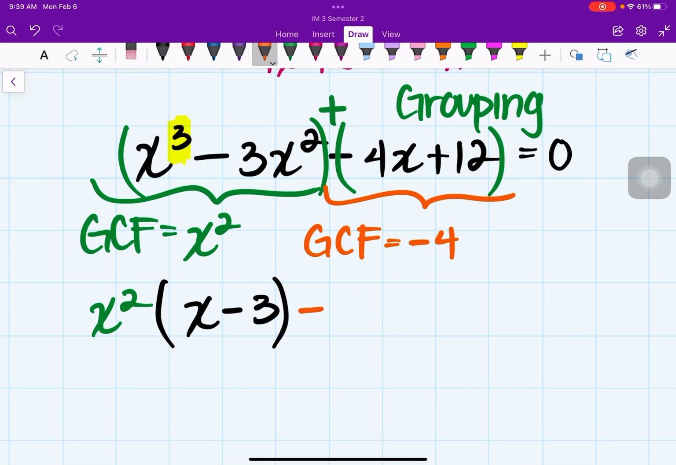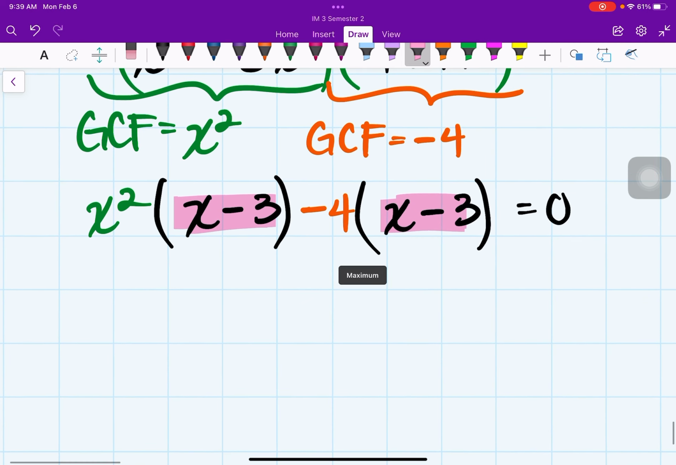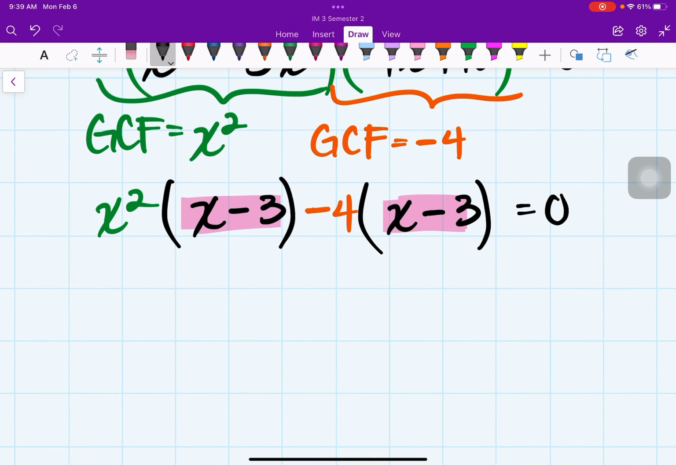Now, minus 4, open parentheses. If I factor out a negative 4 from negative 4x, I have x. And if I factor out a negative 4 from 12, I have a negative 3. Notice in this case, guys, we actually now have something in common, right? They have in common this expression here. So factoring by grouping in this case is basically taking a third GCF out, which is the expression x minus 3.